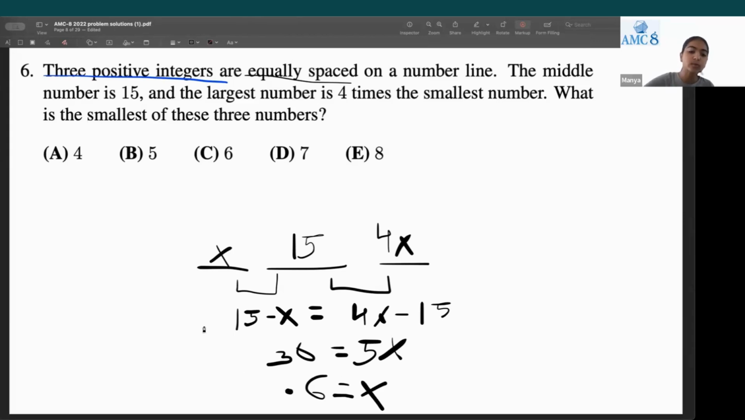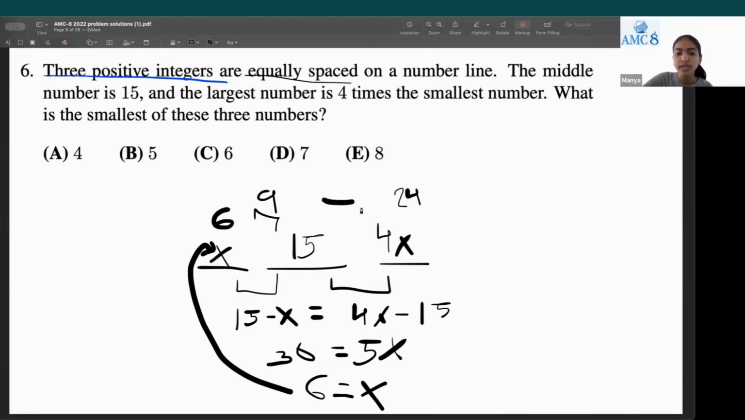So we know that 6 is equal to x, and that means that 6 would have to go here. So 6 times 4 is going to be equal to 24. And so 24 would be here. Well, are these numbers even? So 6 to 15 is going to be 9 here. And 15 to 24 is also going to be 9.